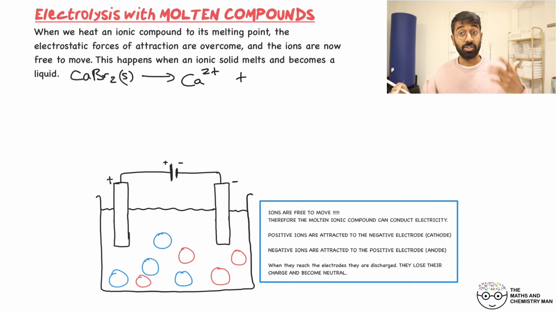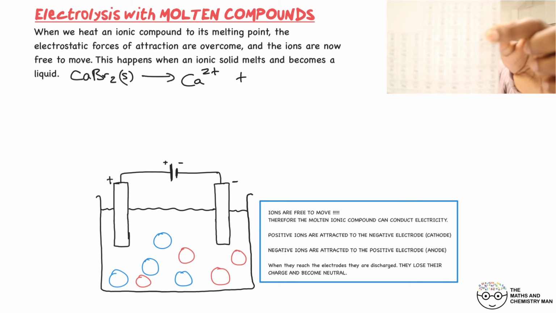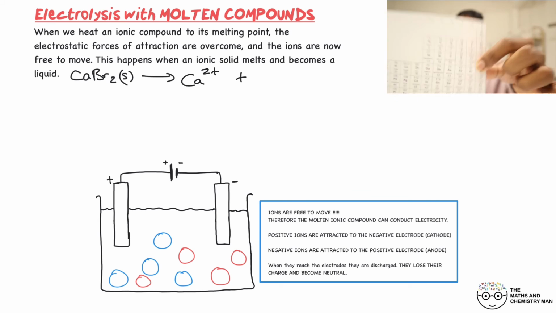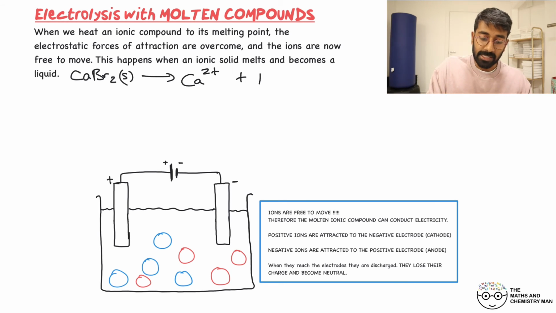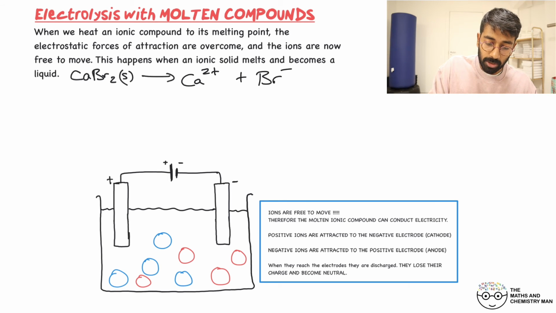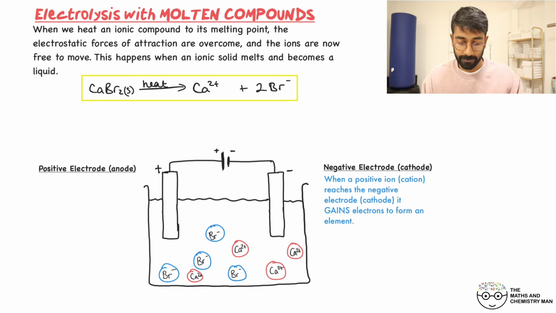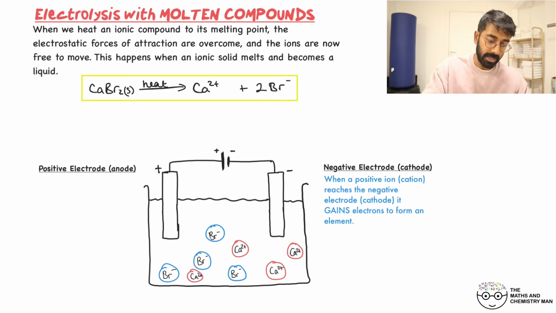And bromine, just like chlorine, is in group number 7. So there it is, over there, right? Group number 7. And what that means is that carries a 1- charge. Now, there were 2 of them originally, so I'm going to put a 2 in front of there. So when we put it into our beaker to undergo electrolysis, this is what we're going to have. We're going to have lots of Ca2+ ions and Br- ions.